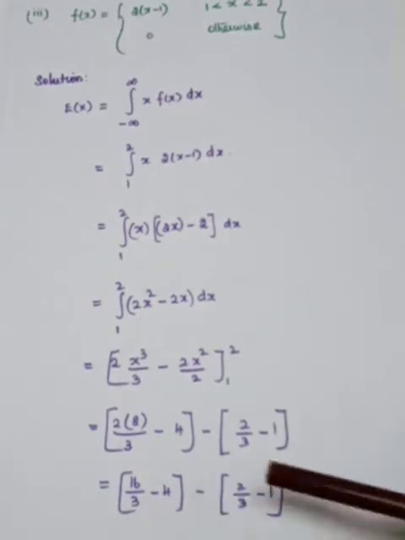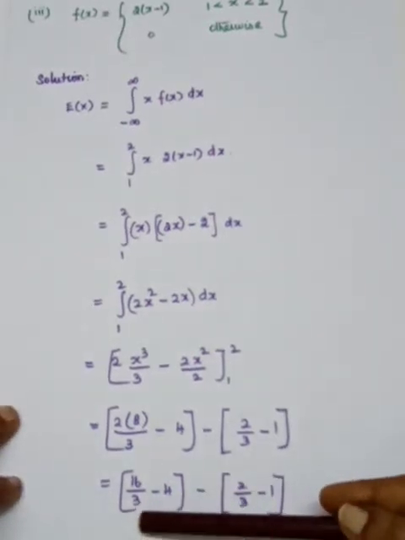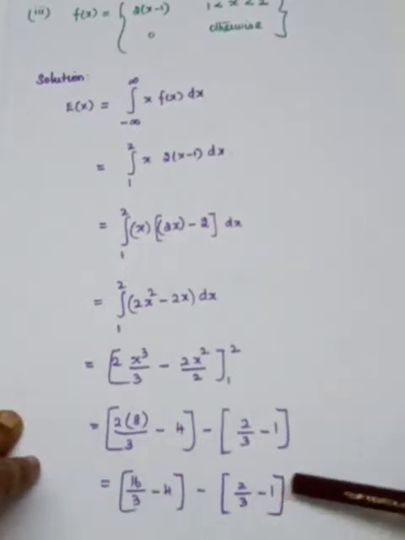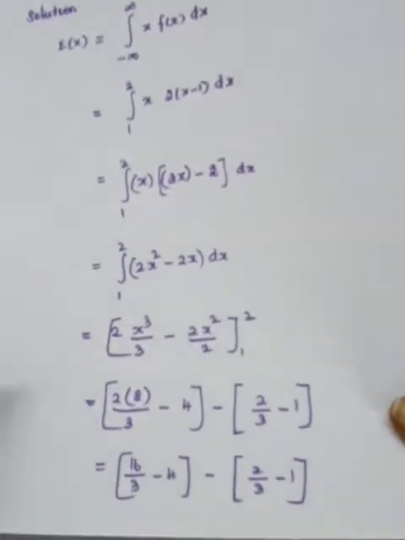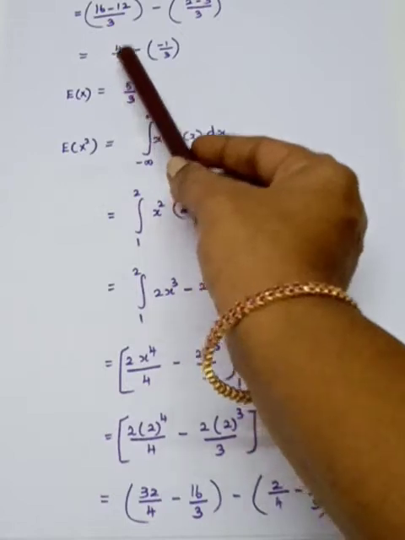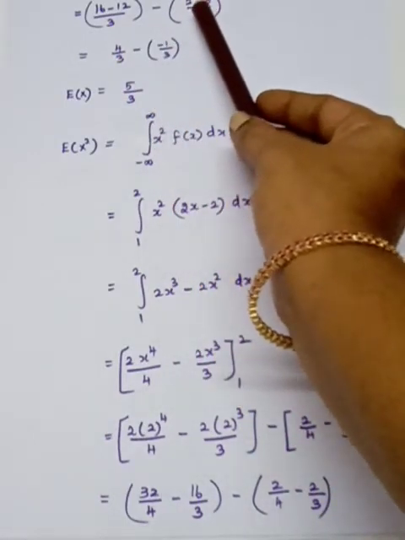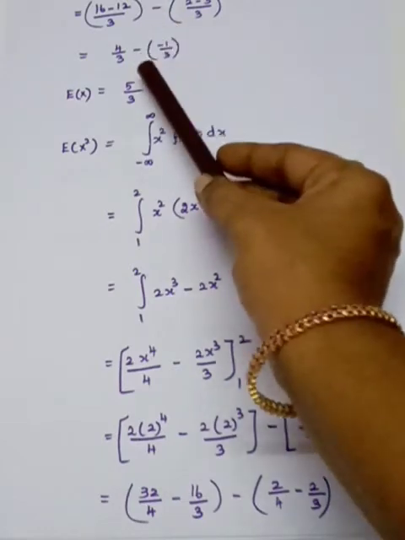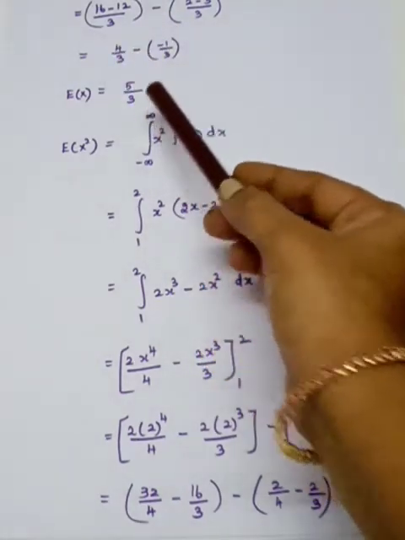If you take the LCM, here the LCM is 3, so 16 minus 12 by 3, and here 2 minus 3 by 3. So 16 minus 12 is 4 by 3. Here 2 minus 3 is minus 1, so minus 1 by 3. Here also minus, so minus into minus is plus. So the answer is 5 by 3.